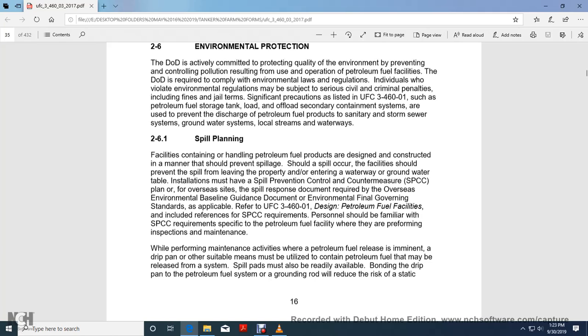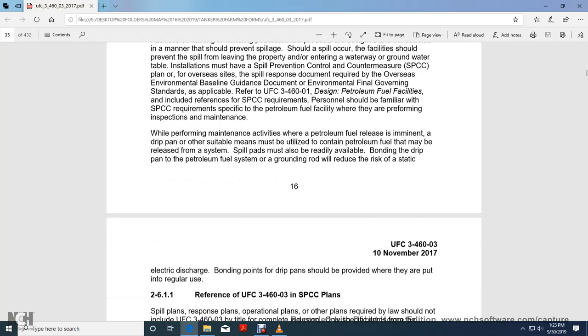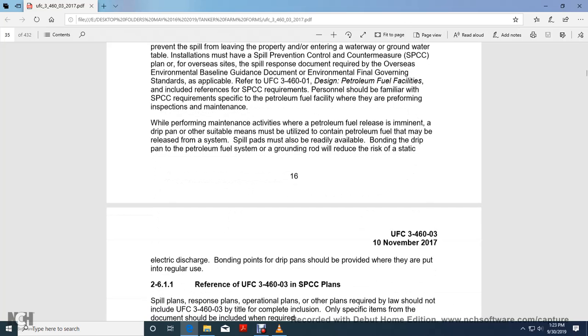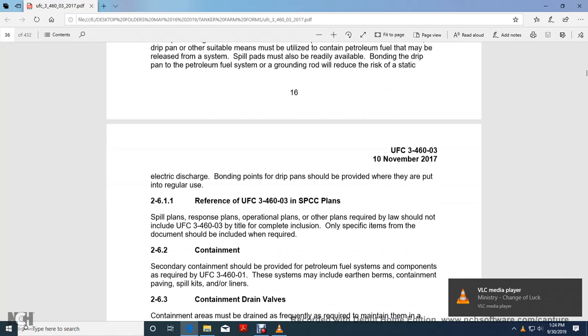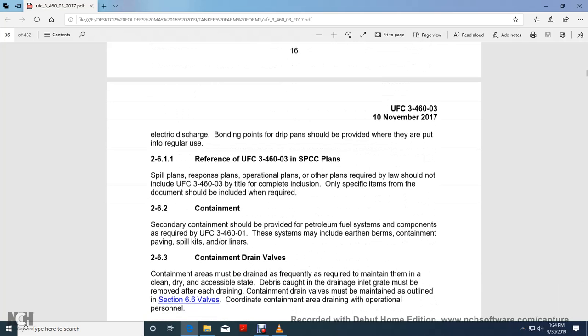Personnel should be familiar with the spill prevention control and countermeasure requirements specific to the petroleum fuel facility where they are performing inspection and maintenance. While performing maintenance activities where petroleum fuel may be released from the system, use a drip pan of suitable size to contain the fuel. Spill pads must also be readily available. Bonding the drip pan to the petroleum fuel system with a grounding rod will reduce the risk of static electrical discharge. Bonding points for drip pans should be provided where they are put in regular use.